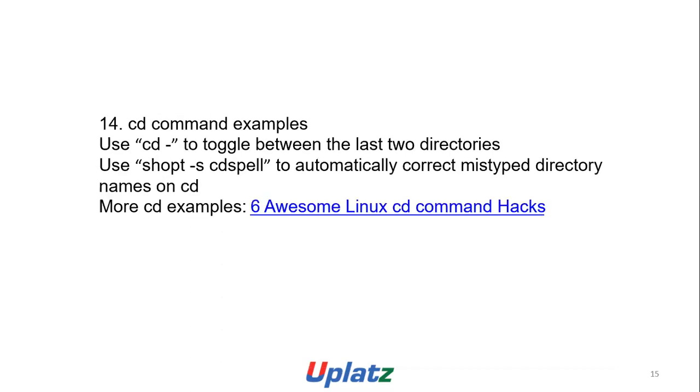CD command examples. Use cd - to toggle between the last two directories. Use shopt -s cdspell to automatically correct a misspelled directory name on cd.